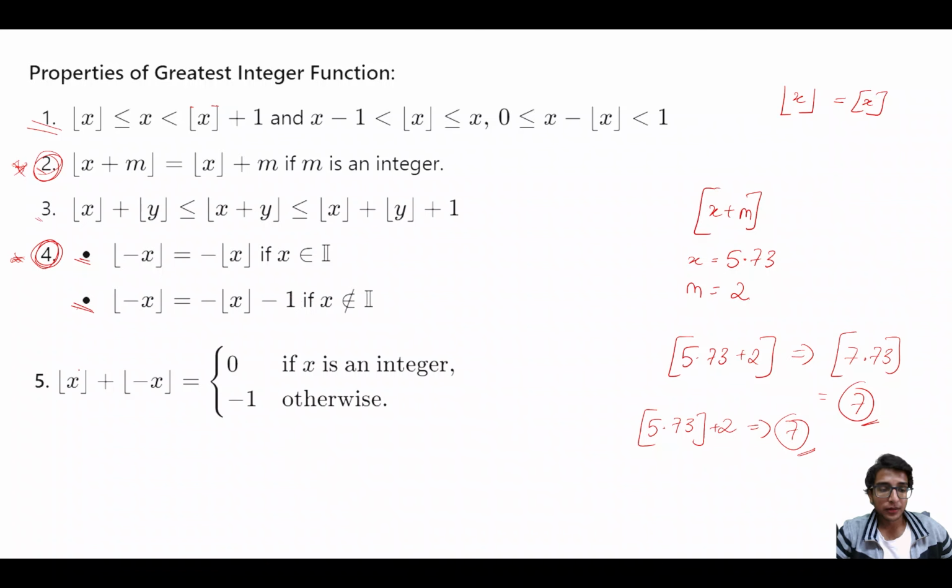Apart from that, if we have GIF of x plus GIF of minus x, we get 0 if x is an integer. If it is not an integer, we get minus 1. Again, you can put in examples from your side and see if these are the values coming out. Then it would be clearer to you.